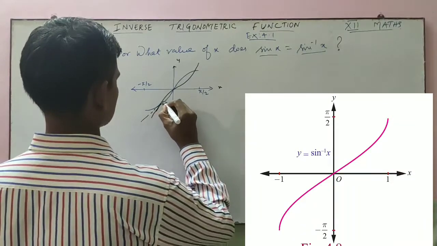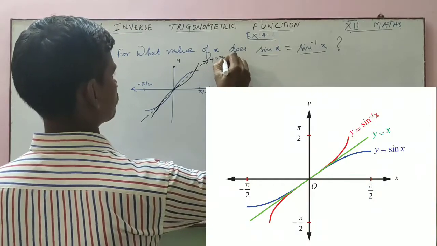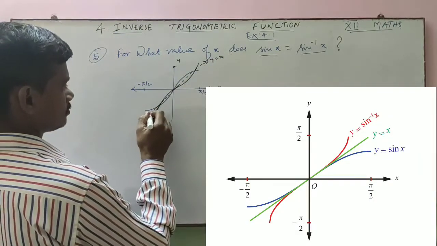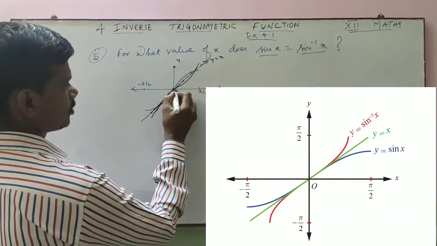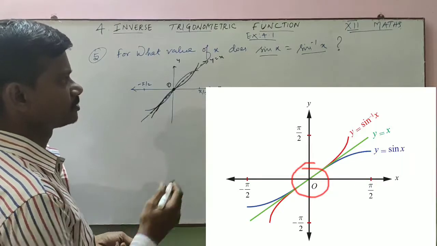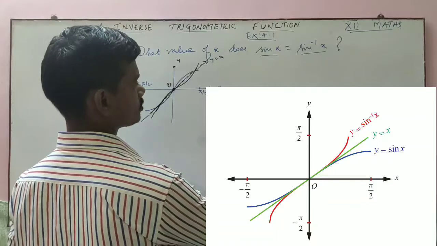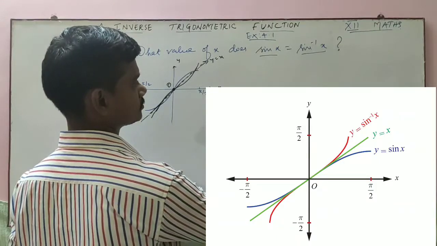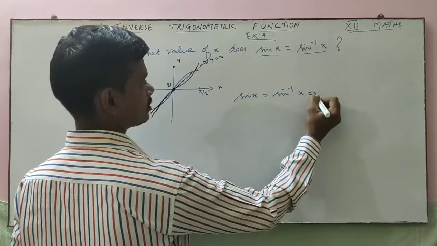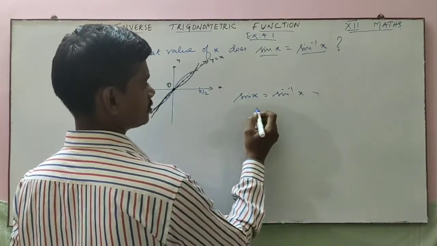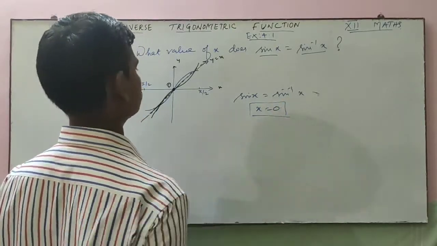So at this, y is equal to x, this is a line of y is equal to x. So at this point of intersection origin, both sin x and the sine inverse of x give 0. So sin x is equal to sine inverse of x for x is equal to 0. So this is the solution.